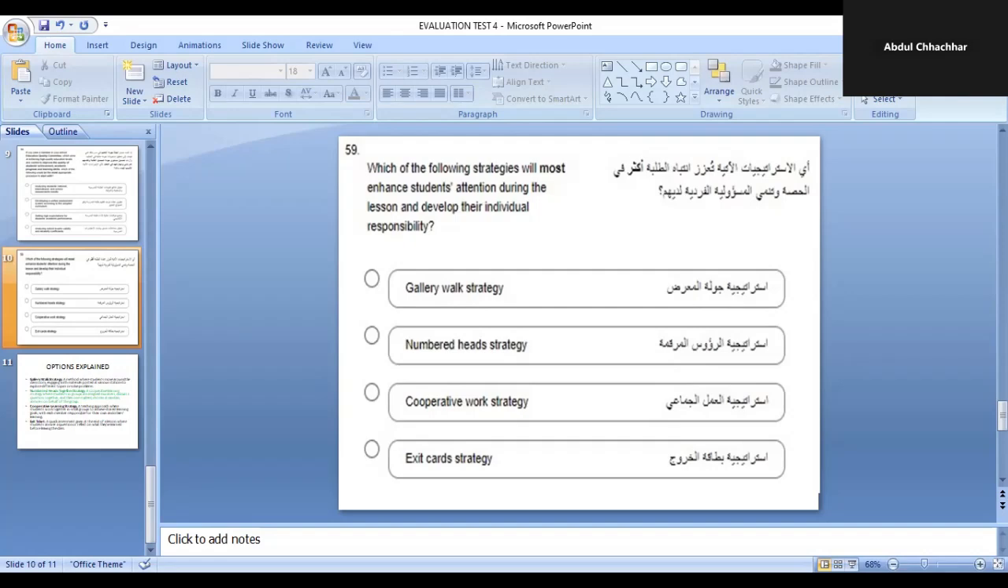So gallery walk, that means display the project. And the students will be interacting with each other. As I said, cooperative, we have two terms. One is cooperative, another one is collaborative.